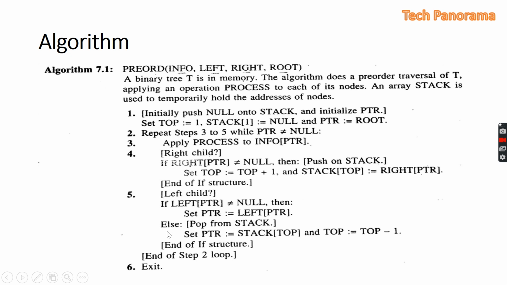So we set PTR equal to left of PTR. But if the left of PTR is null, then we will pop the element from the stack and process it according to the same pre-order traversal. So again we will apply the process, checking its right, then moving to the left. The process goes on till PTR is not equal to null. But when during the process PTR equals null, then it will stop the procedure and go to step number 6. I hope you will understand this.